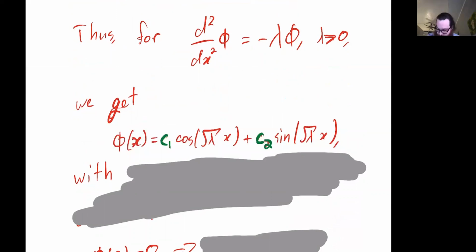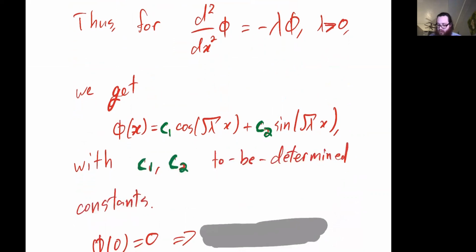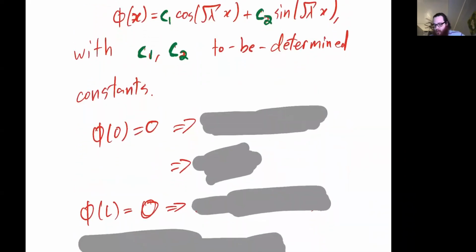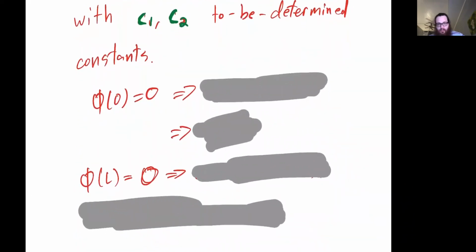So for this ODE, we get phi of x is equal to c1 cosine root lambda x plus c2 sine of root lambda x. It's the most general form of solution, where c1 and c2 are constants that are to be determined. How are we going to figure out those constants? Well, we have boundary conditions that play into phi. The two boundary conditions in particular are phi has to be 0 at the endpoints, at 0 and L.